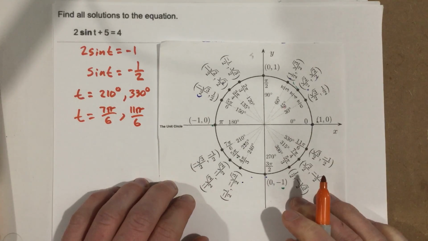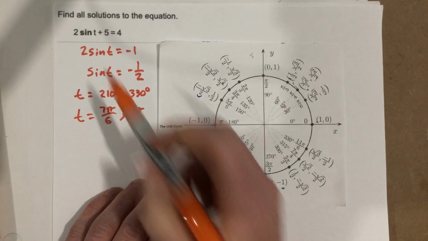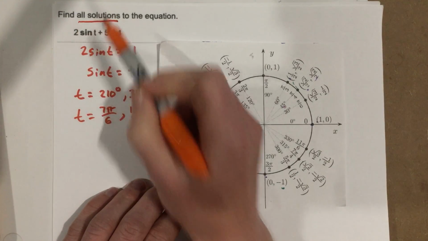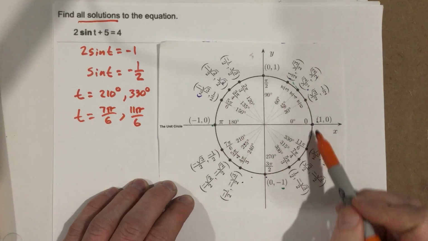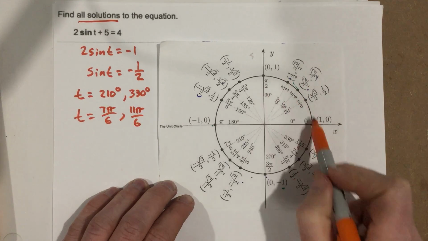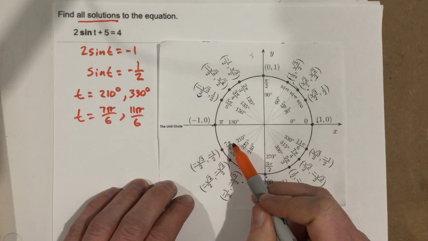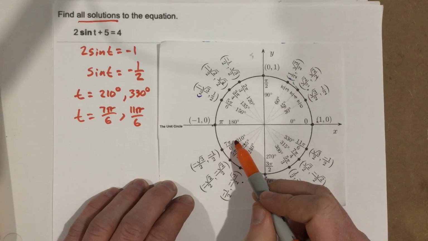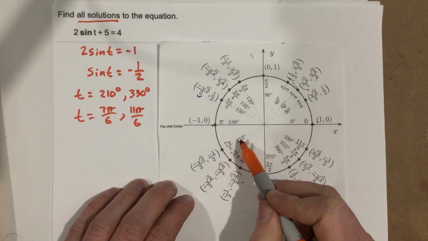So those are the solutions for 360 degrees. But they say find all solutions to the equation. So that means they don't just want one revolution. What if I were to go around one time and then 210 degrees? So I went around essentially 210 and 360, so it's 570 degrees. What if I went around 570 degrees? Well, I'd be in the exact same spot, and that would be a solution as well.